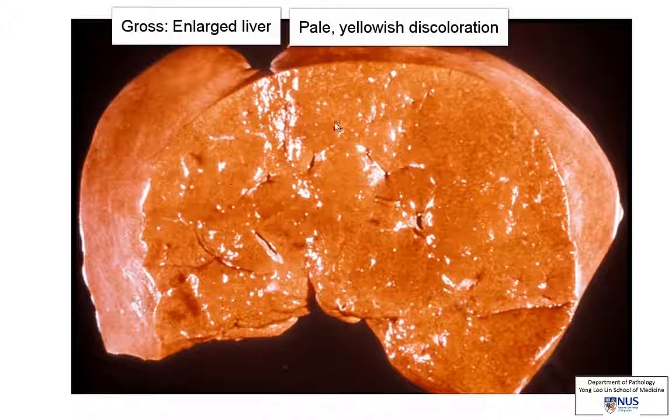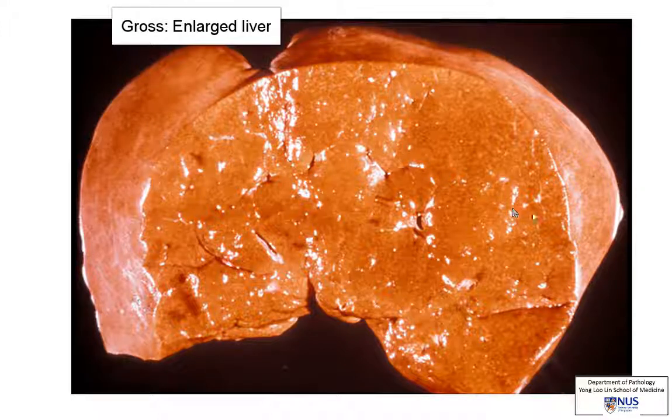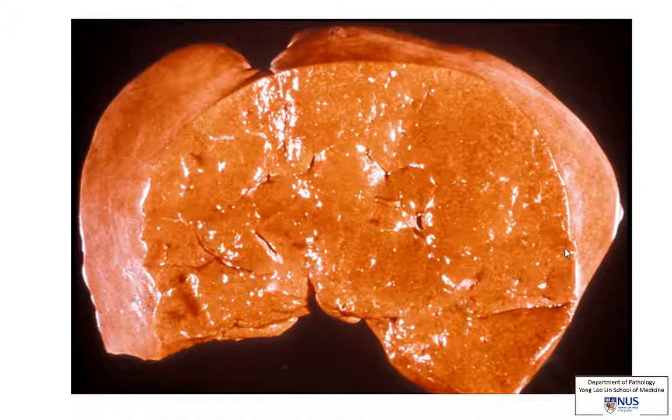And we may also see a change in color, quite a diffuse sort of yellowish discoloration of the liver that is due to lipid accumulation. Clinically, the patients may not present, they may be asymptomatic. What we would see on clinical examination is potentially, if the liver is enlarged, it could become palpable.